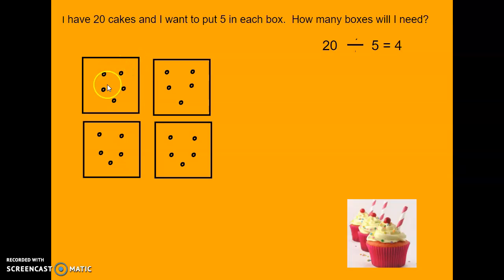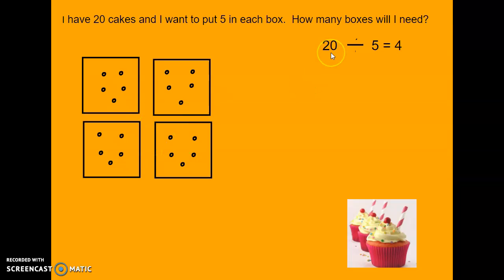So I've got 1, 2, 3, 4, 5 in this box. Then I made another group of 5. So now I have 10 cakes. Then I made another group of 5. So now I've got 15. And then I added another group. So now I have 20. So I have grouped the 20 cakes. There are 5 in each box.